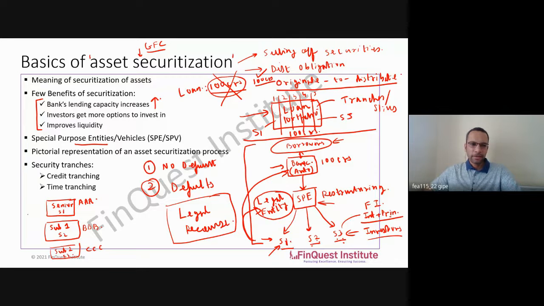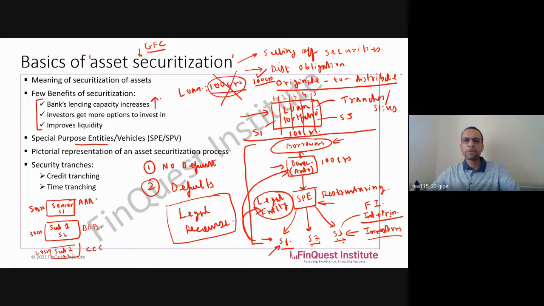Now, let's say I have this 100 crore. Let's say 50 crores are a part of my senior tranche, 30 crores are subordinated one, and the balance 20 crores are subordinated two. So let's say this is my total 100 crores: 50 crores of securities as a part of the senior tranche, 30 crores as a part of the subordinated one tranche, and 20 crores as a part of the sub 2 tranche. This is how I divide my 100 crores.